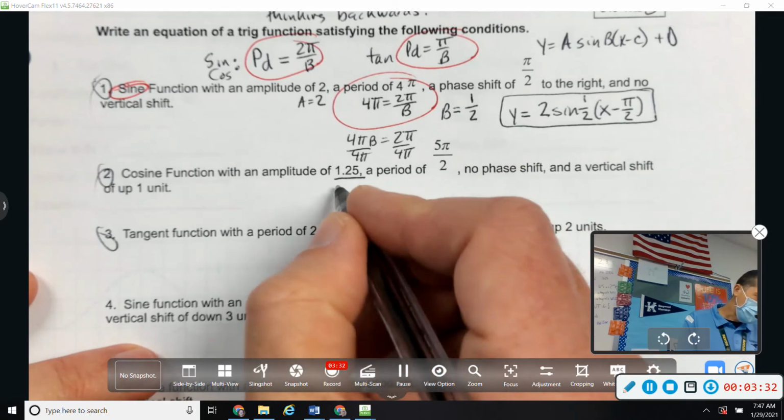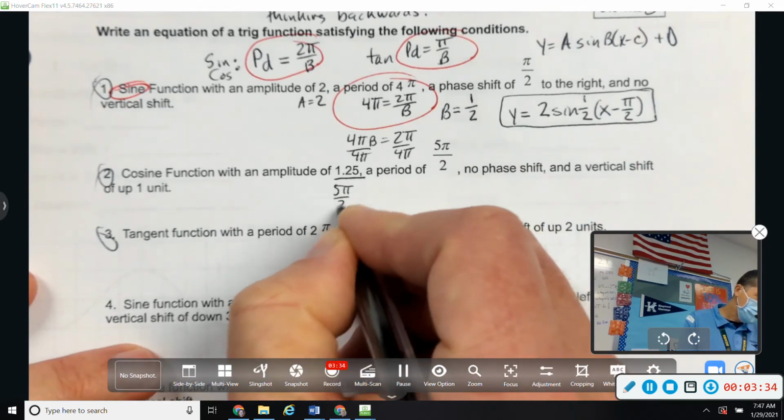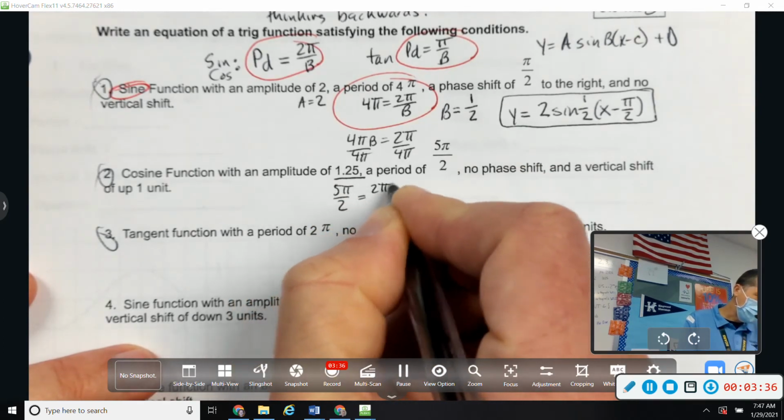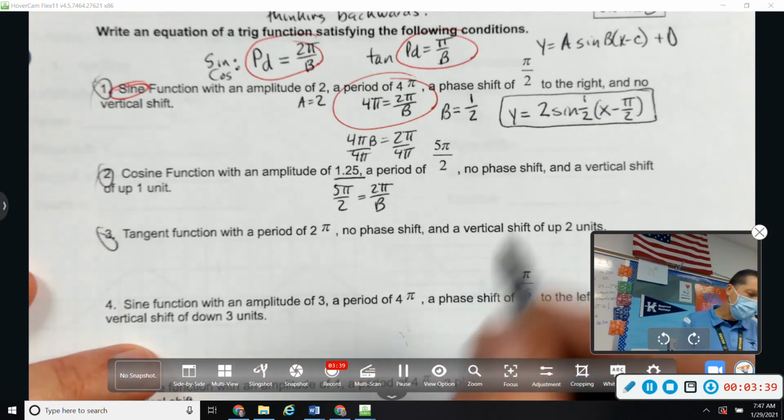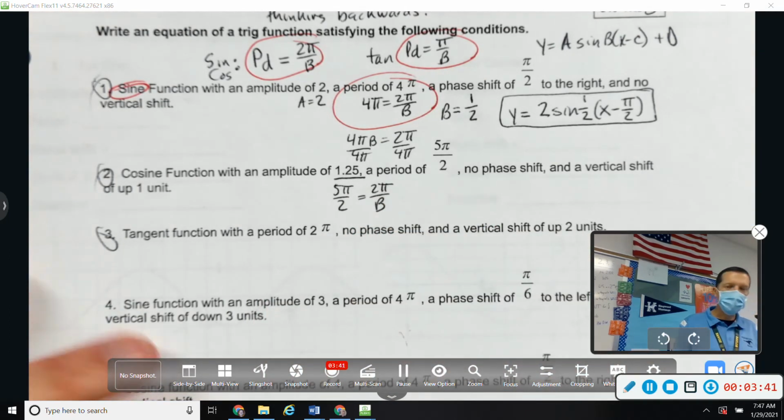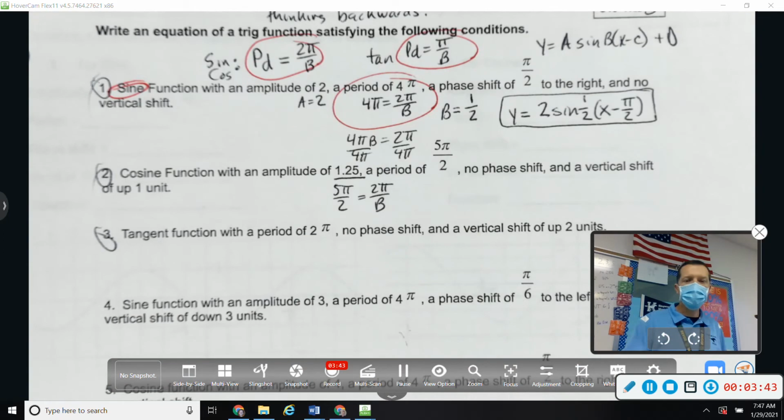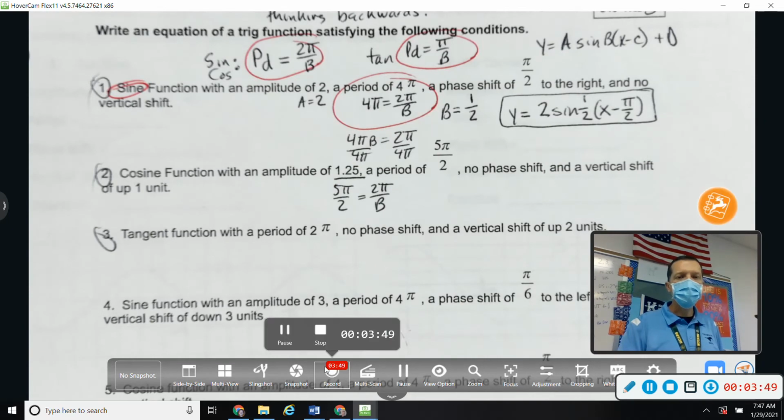Period of 5 pi over 2, so 5 pi over 2 equals 2 pi over b. No phase shift, vertical shift of up 1. Why don't you try that one? So find b. Again, that's usually the hardest part of the whole deal. Find b, and then write the equation. And then we'll check and see how we did.